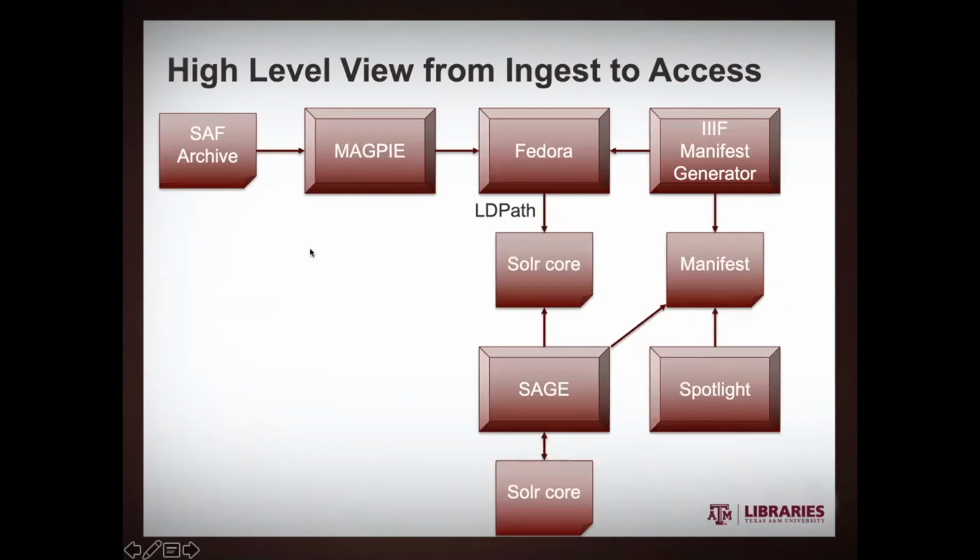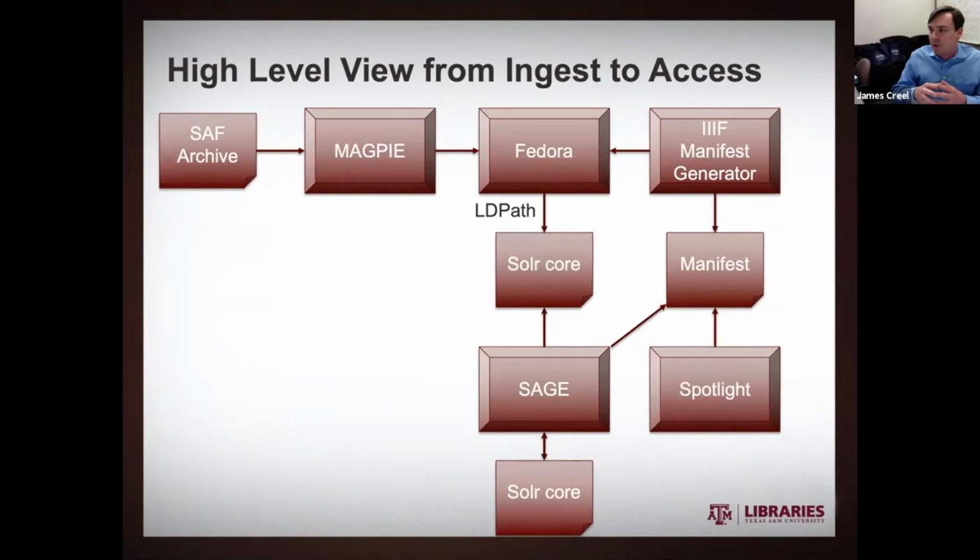Okay, so here's a higher level view of how it's all going to work together, right? So you start with an SAF archive that is fed into Magpie. Magpie will then do all the puts and all the posts to Fedora to get the content into Fedora in a PCDM structure. Our IIIF manifest generator on demand will do some gets to Fedora, some get requests, and get the RDF out of there and do the translation to write a manifest that it's going to cache in like a Redis store that it keeps.